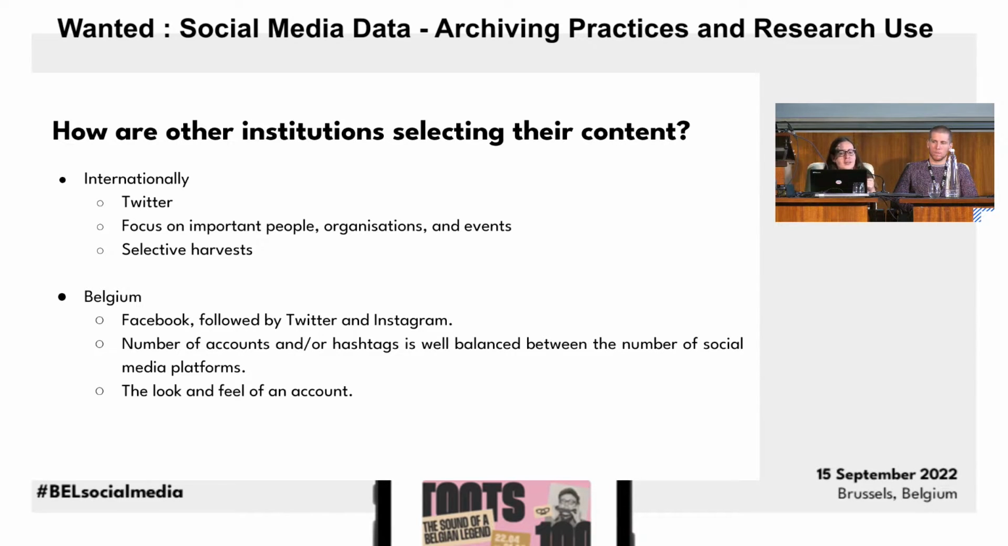On a Belgian level, we concluded that Facebook is given most often the preference, followed by Twitter and Instagram. And this Facebook preference is driven by the thematic aspect. Organizations find that accounts they want to archive are most to be found on Facebook and not on Twitter and Instagram. So that's why. And we also noticed that the number of accounts and/or hashtags is well balanced between the number of social media platforms they choose. So in case one wishes to archive a very broad corpus, a lot of accounts and hashtags, organizations opt for fewer platforms and vice versa.